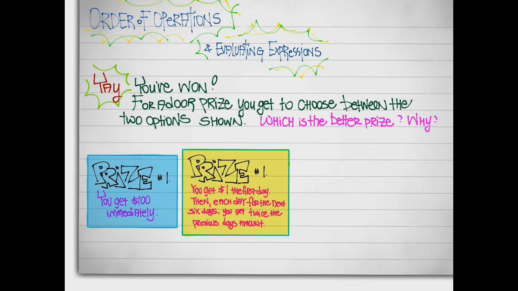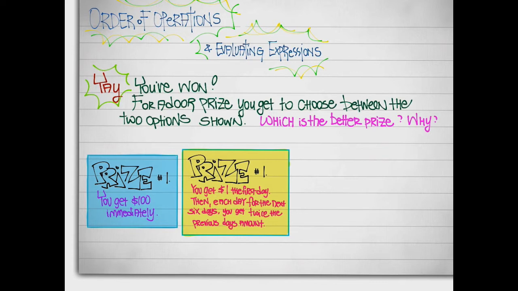And this is the scenario. You've won a door prize, and you have two options for your prize. The first is a lump sum of $100 that you get immediately. And the second is a more incremental prize where you get $1 the first day, and after that, each day it doubles. So you would be getting $2 the next day, $4 the third day, $8 the following day, $16 the next day, and then $32 the last day, the sixth day.